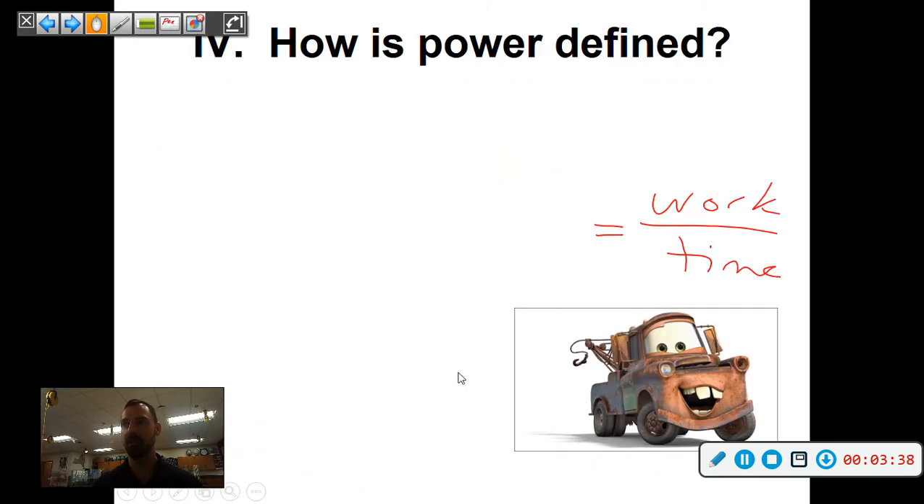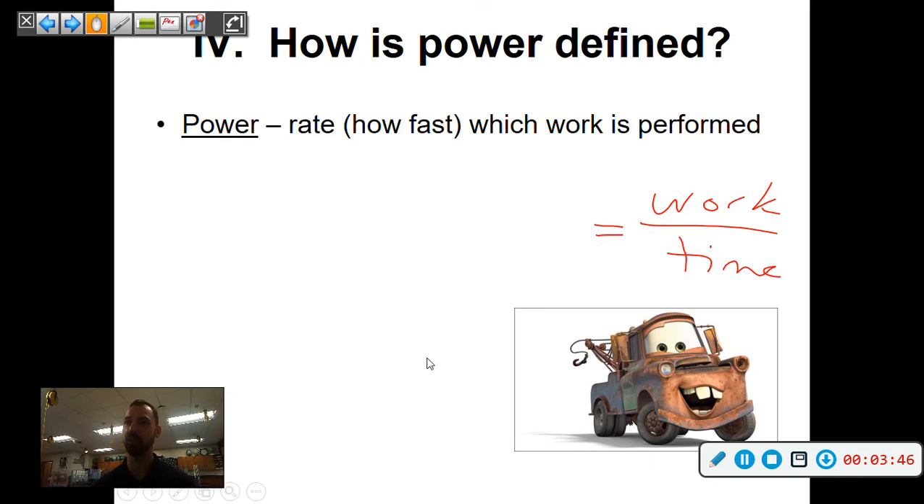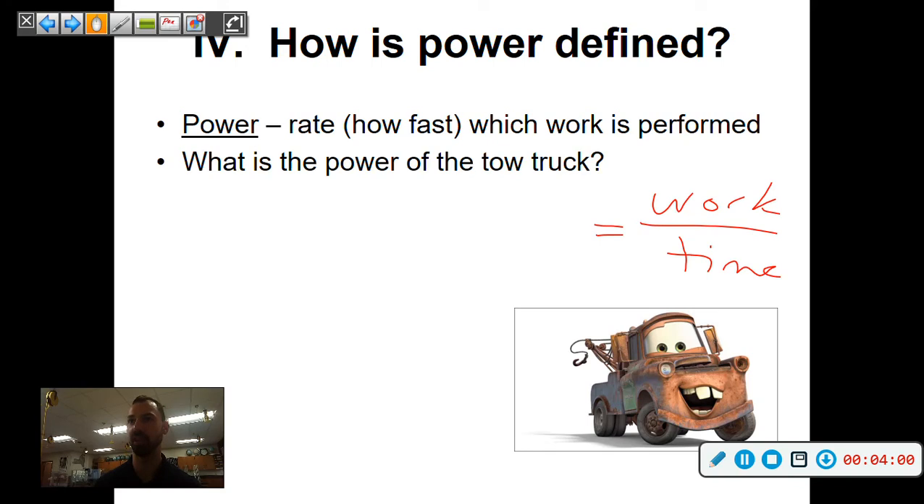Okay, now power, on the other hand, was developed to look and see whether a machine is effective. It's basically the rate of how fast work is performed. So obviously when we're talking about machinery, we're trying to get work done faster. So this is definitely a measurement to see if the machine is effective. So what is the power of a tow truck?